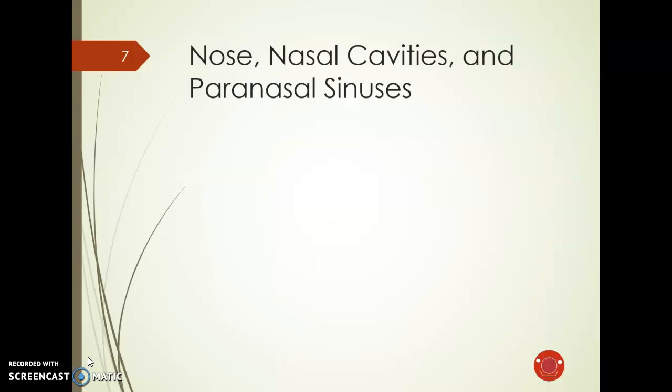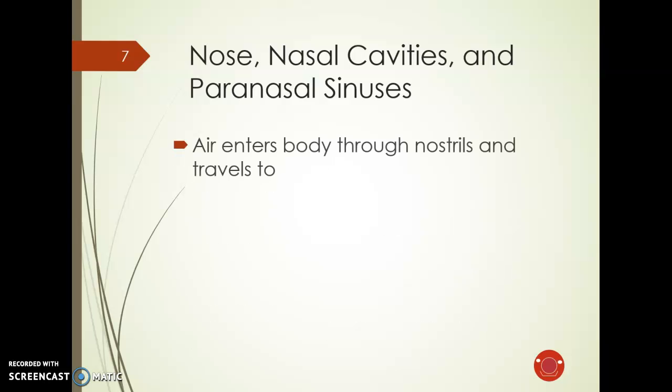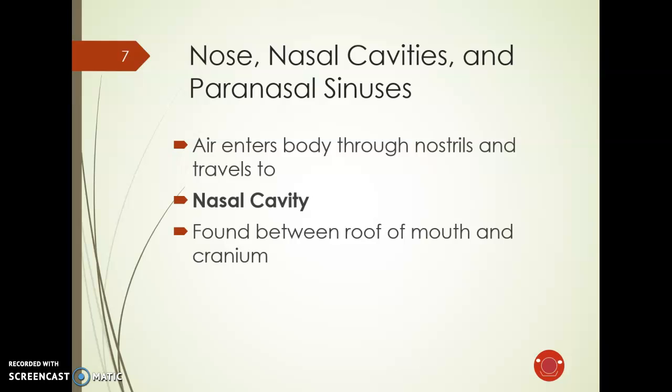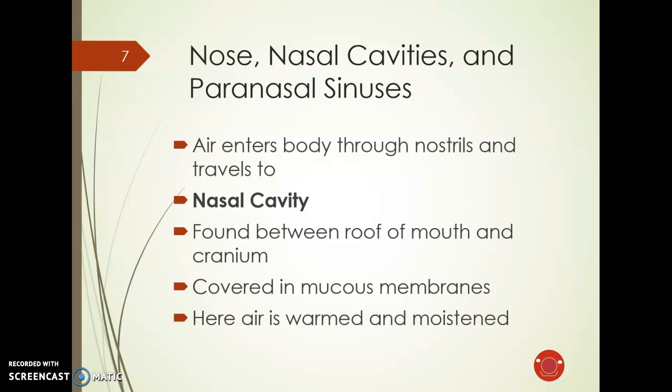So let's start where oxygen enters the body, the nose, nasal cavities, and paranasal sinuses. So as I said, air enters the body through the nostrils and then travels to the nasal cavity, which is found between the roof of the mouth and the cranium. And nasal cavity, and indeed everything in this area, is covered in mucous membranes. Here, air is warmed and moistened, and also it helps filter out dust and pathogens.